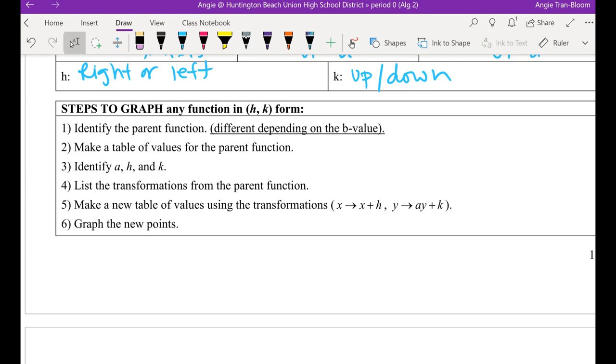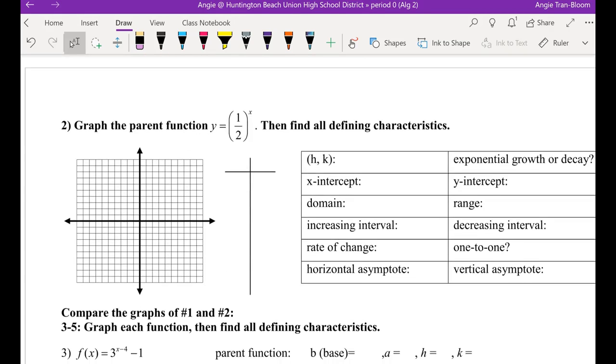Make a new table of values using the transformation (x, y) arrow (x plus h, a times y plus k). Yeah, that means we take the a value, multiply it to y, and then add the k or subtract the k depending, okay? Caitlin, number 6, please. Perfect. Let's go to example 2.